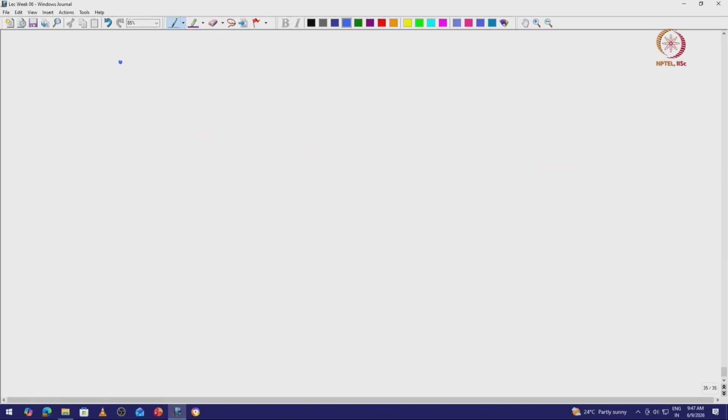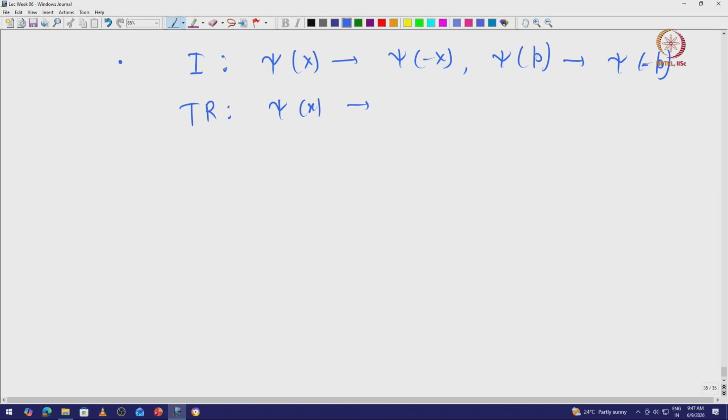Okay. So then we also talked about time reversal, and under time reversal things will go the same way. So let me just summarize what we have done. Under inversion, psi of x goes to psi of minus x, psi of p goes to psi of minus p, and under time reversal psi of x goes to psi star of x, psi of p goes to psi star of minus p, and with reflection one can do the same thing.